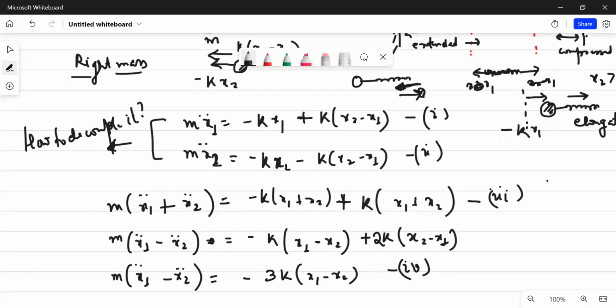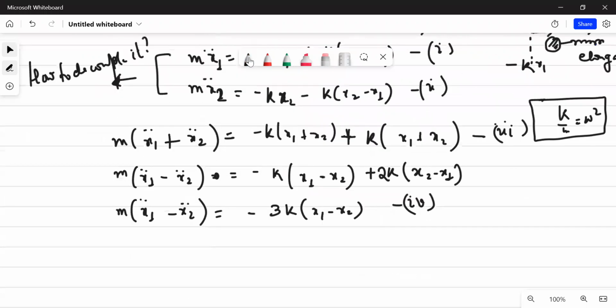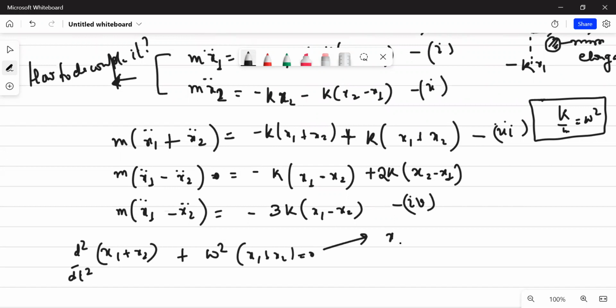Okay, and you know from your standard 12 that your k by m is your omega square. That is something that you know. So that is the natural frequency of the oscillations given by k by m. So if I write my x1 plus x2, this is d2 upon dt square, and this first equation suggests that plus omega square (x1 plus x2) equal to 0. So one of the normal coordinates is x1 plus x2, and it oscillates with the frequency omega.